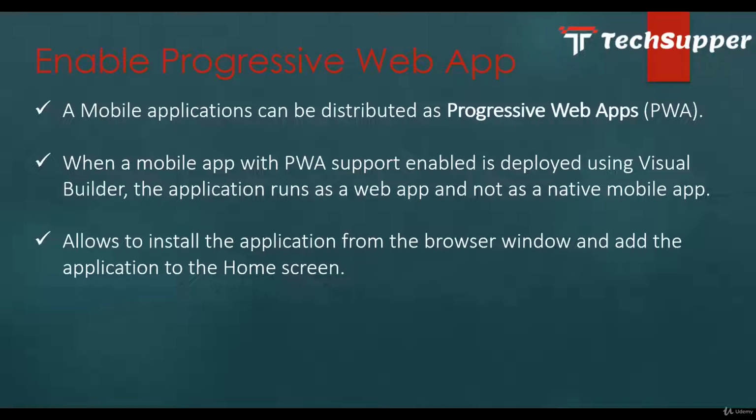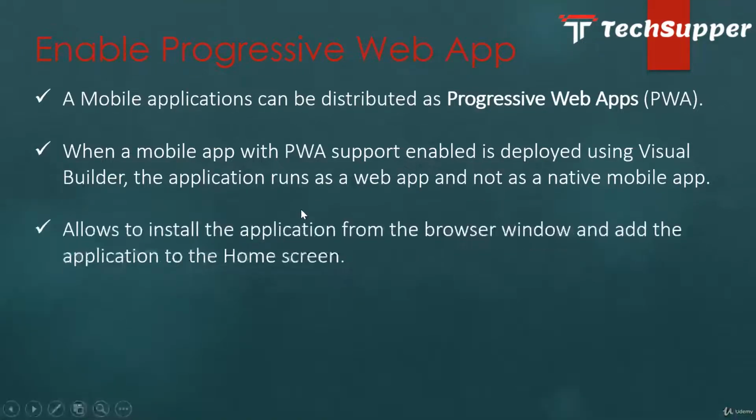Once our application is deployed as a PWA, it will allow us to install the application from the browser window and add the application to the home screen. The PWA application can run on Android devices as well as iOS devices. Once the application is enabled for PWA, a QR code will be generated which will help you to run the application on the mobile device as well as in the browser. So let's see how to enable landscape mode and how to enable a progressive web app.